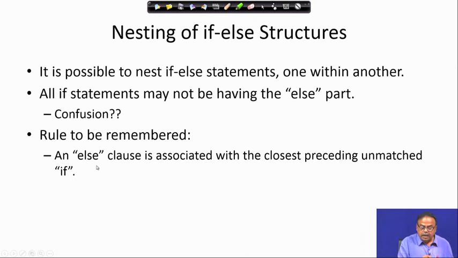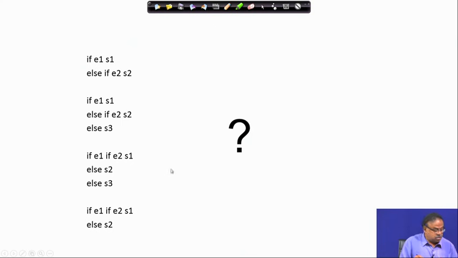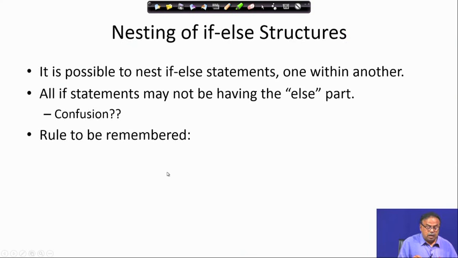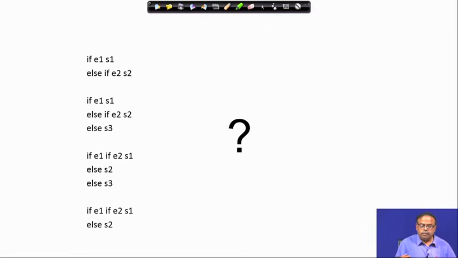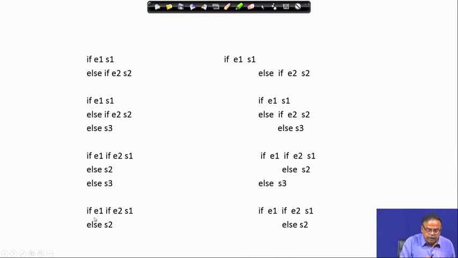You see, an else clause, I would like to be corrected a little bit. An else clause is associated with the closest preceding unmatched if. Any if that is not matched, the else should match with that. So, that is what I explained in these examples. Okay. So, it is much better, for example, let us look at this.